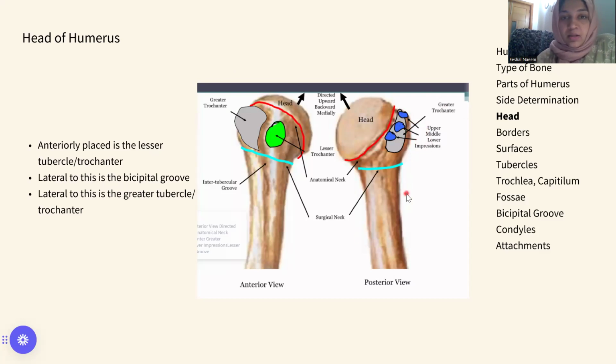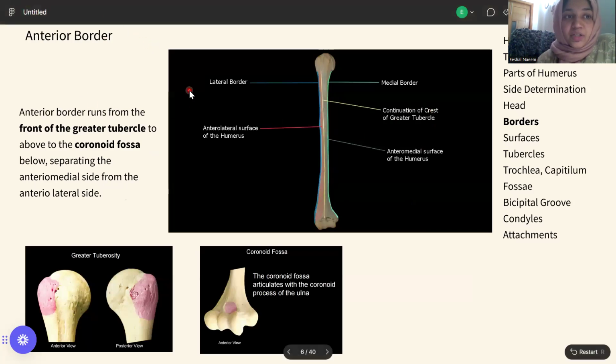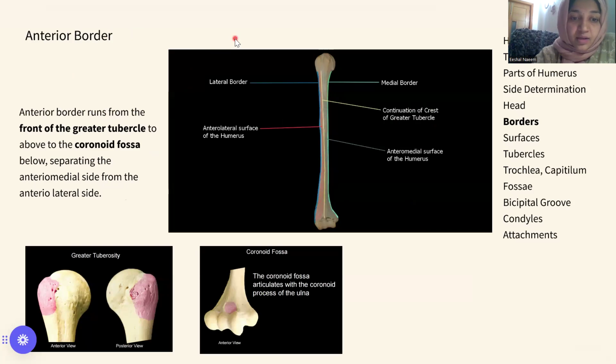Okay, moving on. Now we have some important borders that we should know. First of all, we need to know the anterior border, right? So the anterior border of the humerus, it extends from the greater tubercle. This is the lesser tubercle. This is the greater tubercle. So it extends from the greater tubercle at the top to just above the coronoid fossa.